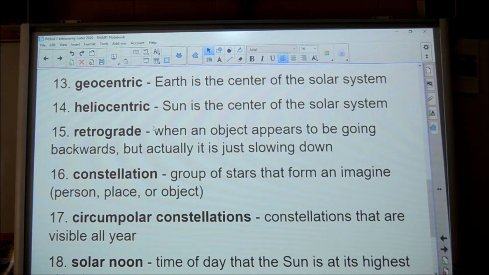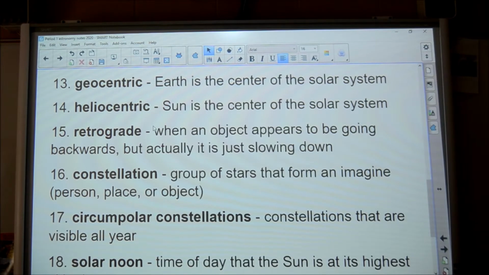Heliocentric is what we believe now. The sun is the center of the solar system. The planets revolve around the sun. Retrograde. When an object appears to be going backwards, but it's actually just slowing down. You're on Route 81. There's a car traveling right next to you, going the same speed. They slow down. To you in your car, it looks like that car is going backwards, but actually all they've done is slow down.